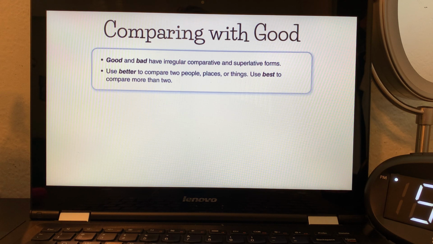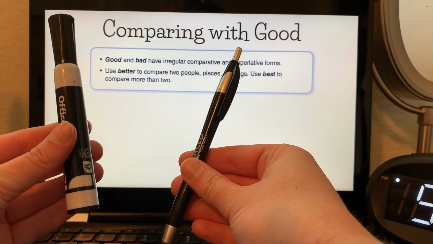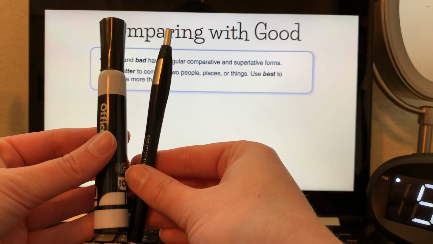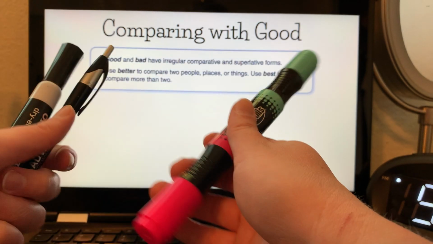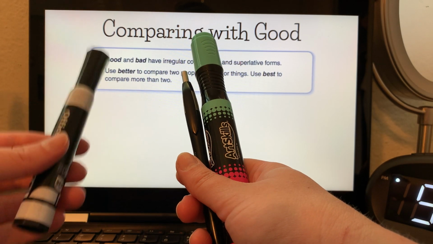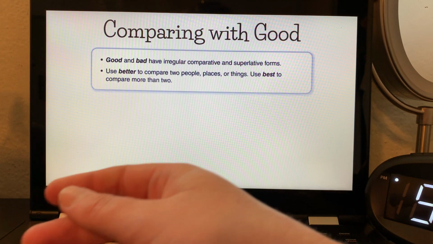The second bullet point says, use better to compare two people, places, or things. Use best to compare more than two. So if I was going to compare this marker and this pen, this marker is better than this pen. I use better because I'm only comparing two things here. But if I'm comparing this marker to this pen and this other marker, this marker is the best because now I'm comparing it to three things, two or more things.